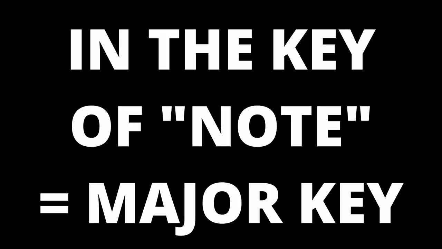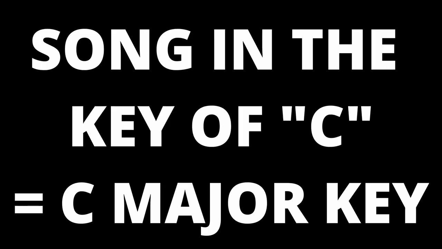If a song uses the notes from a particular scale, then it is said to be in the key of that scale, or in the tonality of that scale. If you hear that something is in the key of a note, without reference to major or minor, then it is assumed to be in a major key. For example, a song in the key of C would usually be implying that it is in the key of C major.